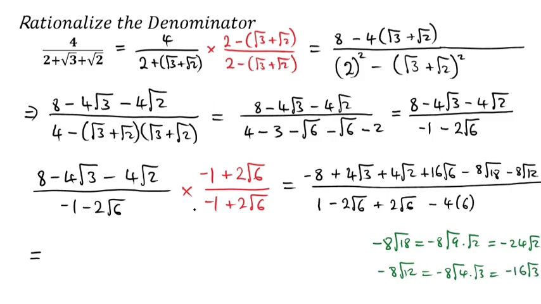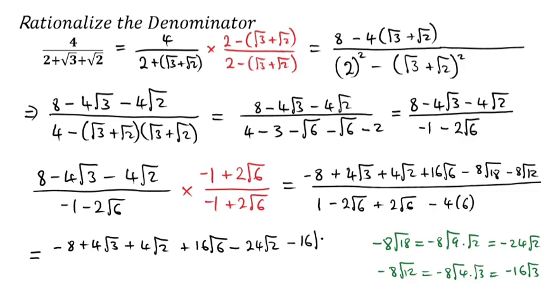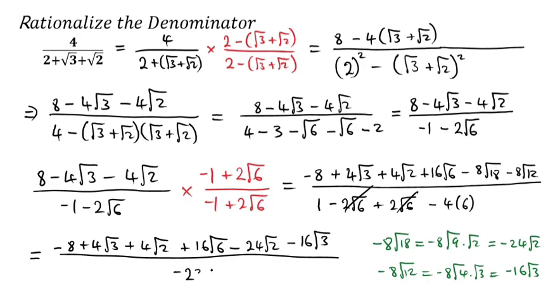So, what do we have? We have negative 8 plus 4 root 3 plus 4 root 2 plus 16 root 6 minus, remember we've simplified this and it has become 24 root 2. We've also simplified this, it has become 16 root 3. All this is over. So in the denominator, this cancels this, leaving us with 1 minus 24, of which 1 minus 24 is negative 23.